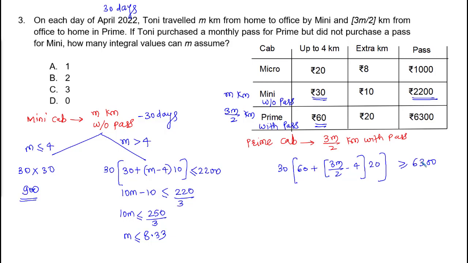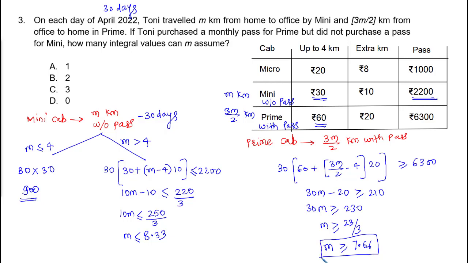So let's solve this inequality. So over here this becomes how much? 3m divided by 2 into 20 is 30m, plus 60 minus 20 is greater than or equal to 0, 0 cancel, 210. So 30m is greater than or equal to 210 plus 20, that is 230. So the value of m is greater than or equal to 23 by 3. So the value of m is greater than or equal to 7.66, everyone. And over here we come to know that the value of m is less than or equal to 8.33. So these two conditions we need to match with each other.